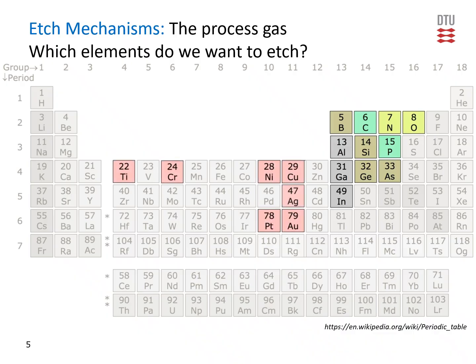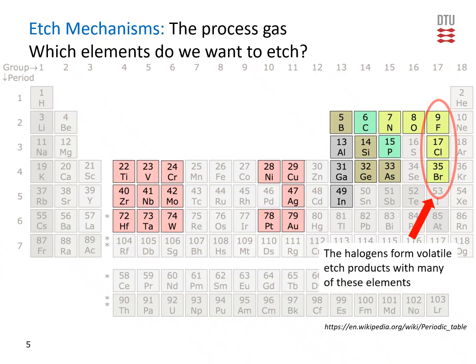Then we also have a lot of metals that people are interested in etching. The ones that have been shown now are some metals that have been inside the clean room for a long time. And then there are some other ones that have been coming within the past years. And it turns out that the halogens over here form volatile etch products with many of these elements, but not all of them.